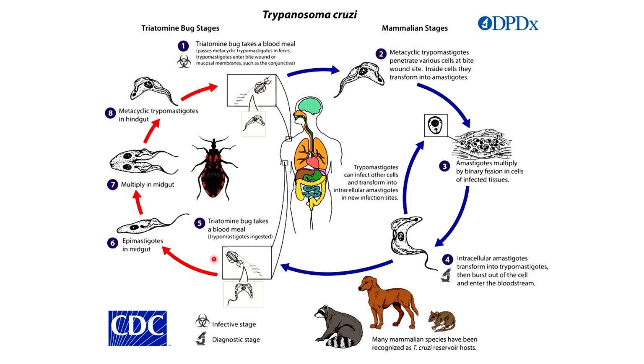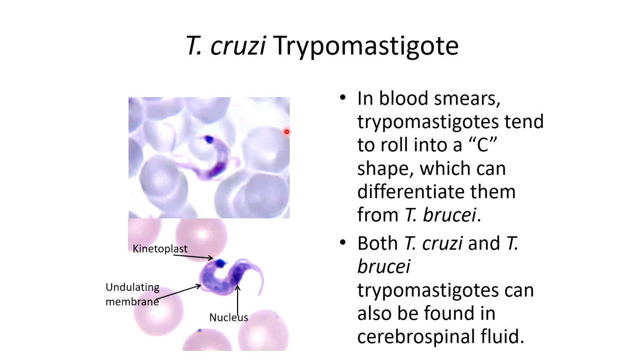So the trypomastigotes transform into epimastigotes once they're inside the midgut of the triatomine. The epimastigote form is what survives within the midgut of the triatomine. These epimastigotes multiply within the midgut, and then they transform into the metacyclic trypomastigotes, and that's when they move over into the hindgut, and they're ready to be excreted in the feces of the triatomine.